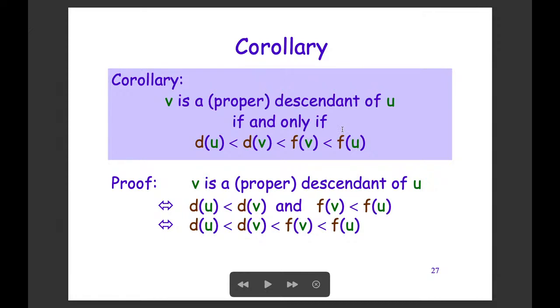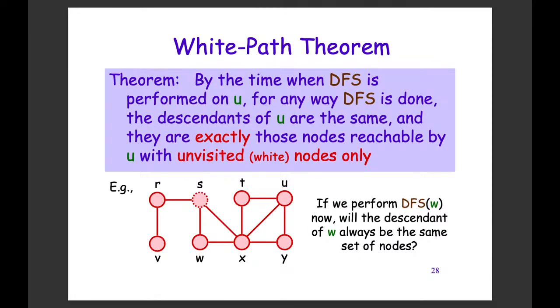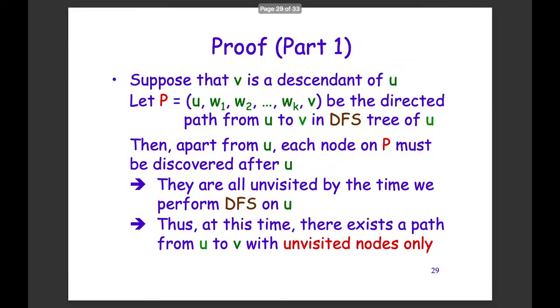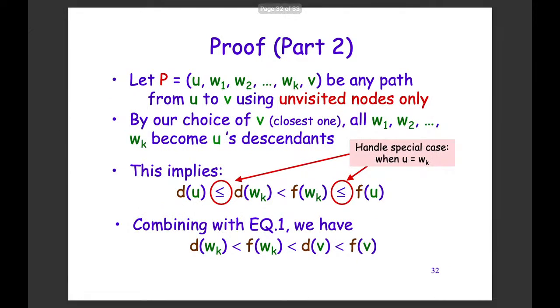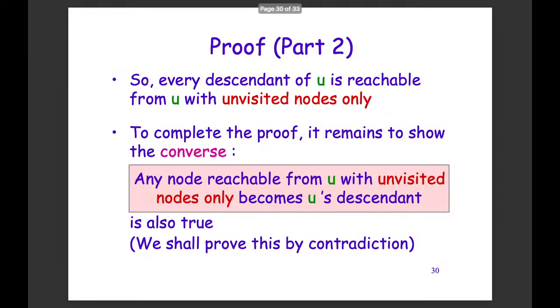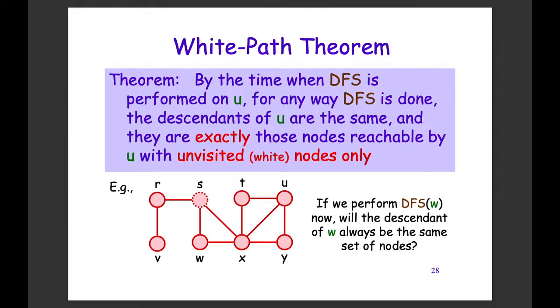Okay, so we are now with the white path theorem. Actually, the proof of the white path theorem we can do using a tedious proof that we present in the lecture notes. But we can also think about intuitively why this must be true. This is a very strong theorem. It says that whoever can be reached using white nodes only will be a descendant of S in the DFS tree.